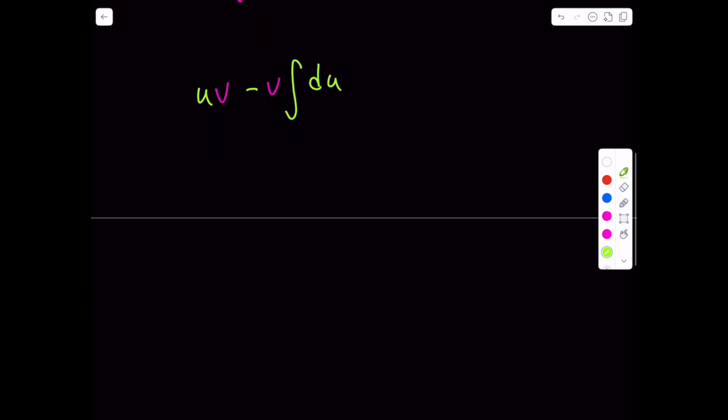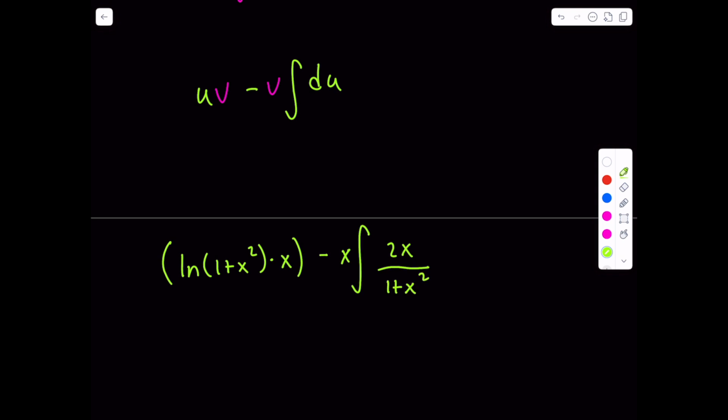We know that u is going to be this original natural log expression times your v. Your v here is simply going to be x. And then all of this is going to be subtracted by the same x times the integral of du. And we know that du here is just simply going to be what we found above. Your 2x all over 1 plus x squared dx. So the left side is easy.